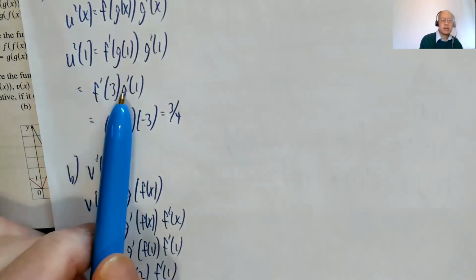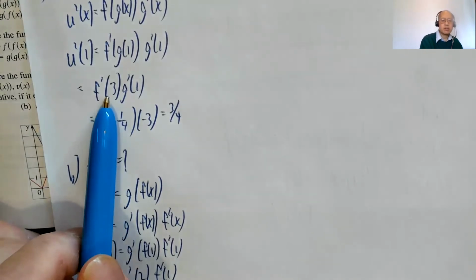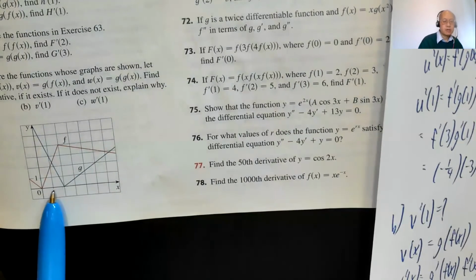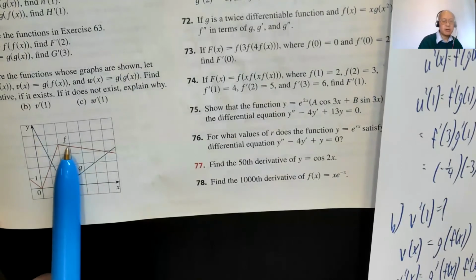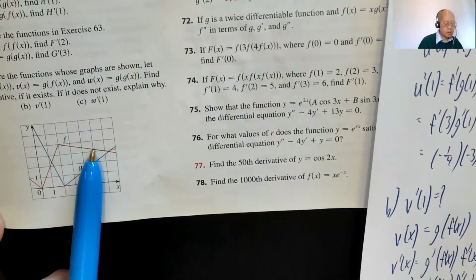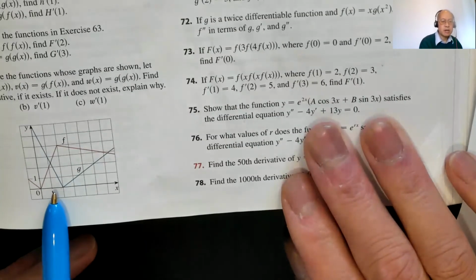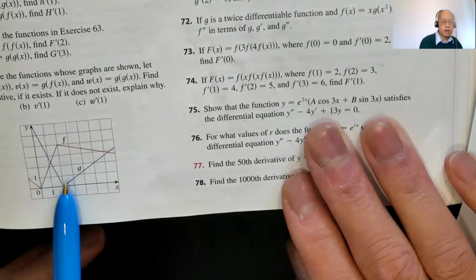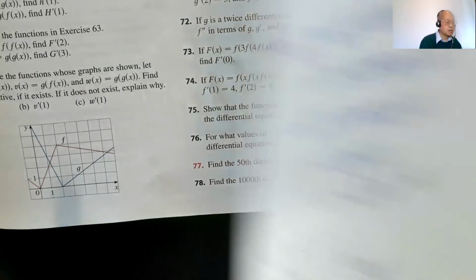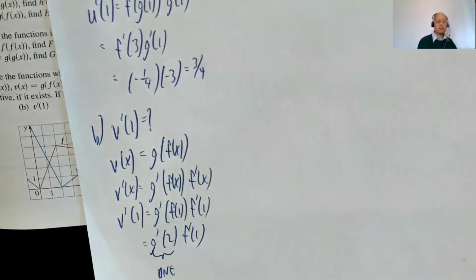F prime means slope, g prime means slope. So at x equals 3, what's the slope for the f graph? So 1, 2, 3, the slope here. Okay, so if I connect that point with that point, that looks like -1/4. G prime of 1, the slope for the g graph at 1, it's here, over 1 and down 3. So -1/4 times -3, 3/4.